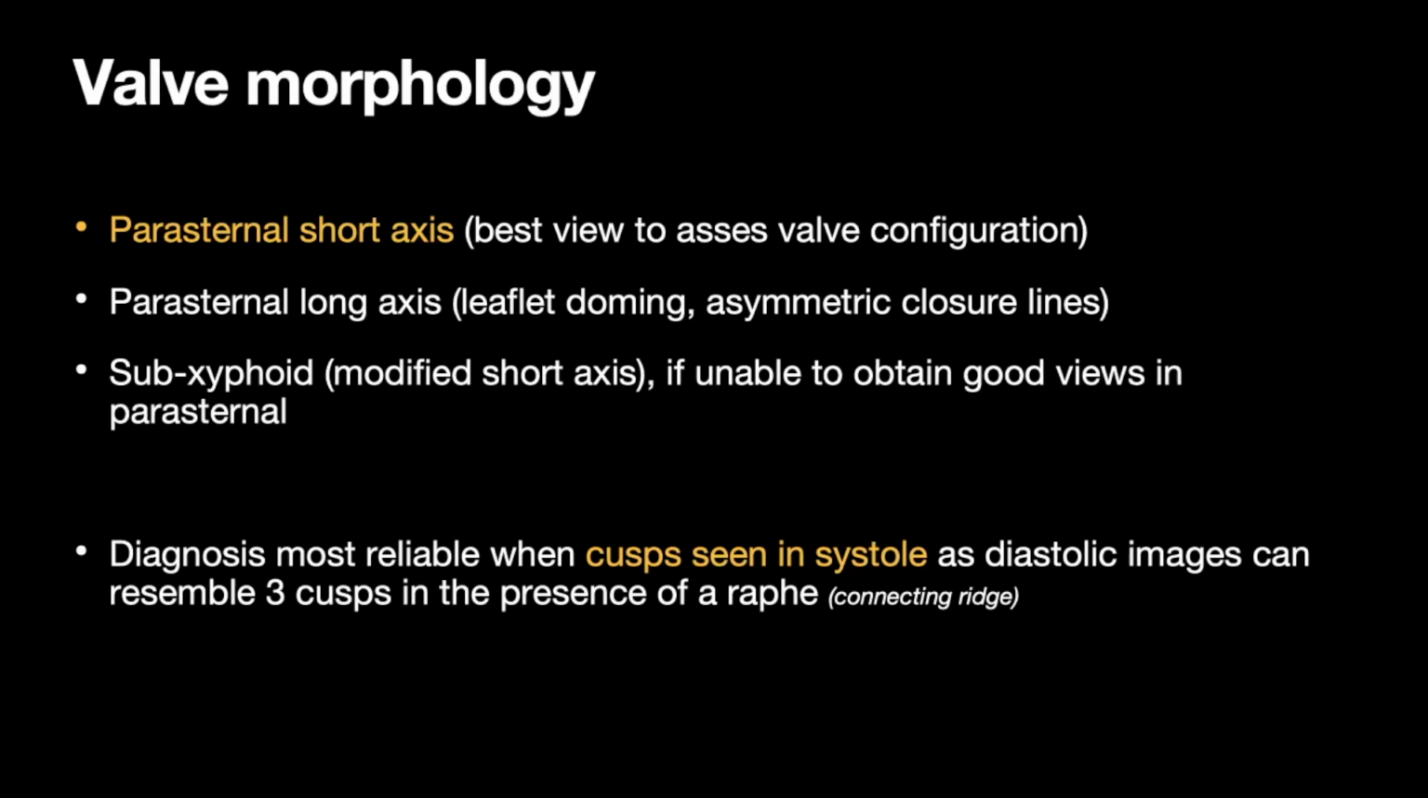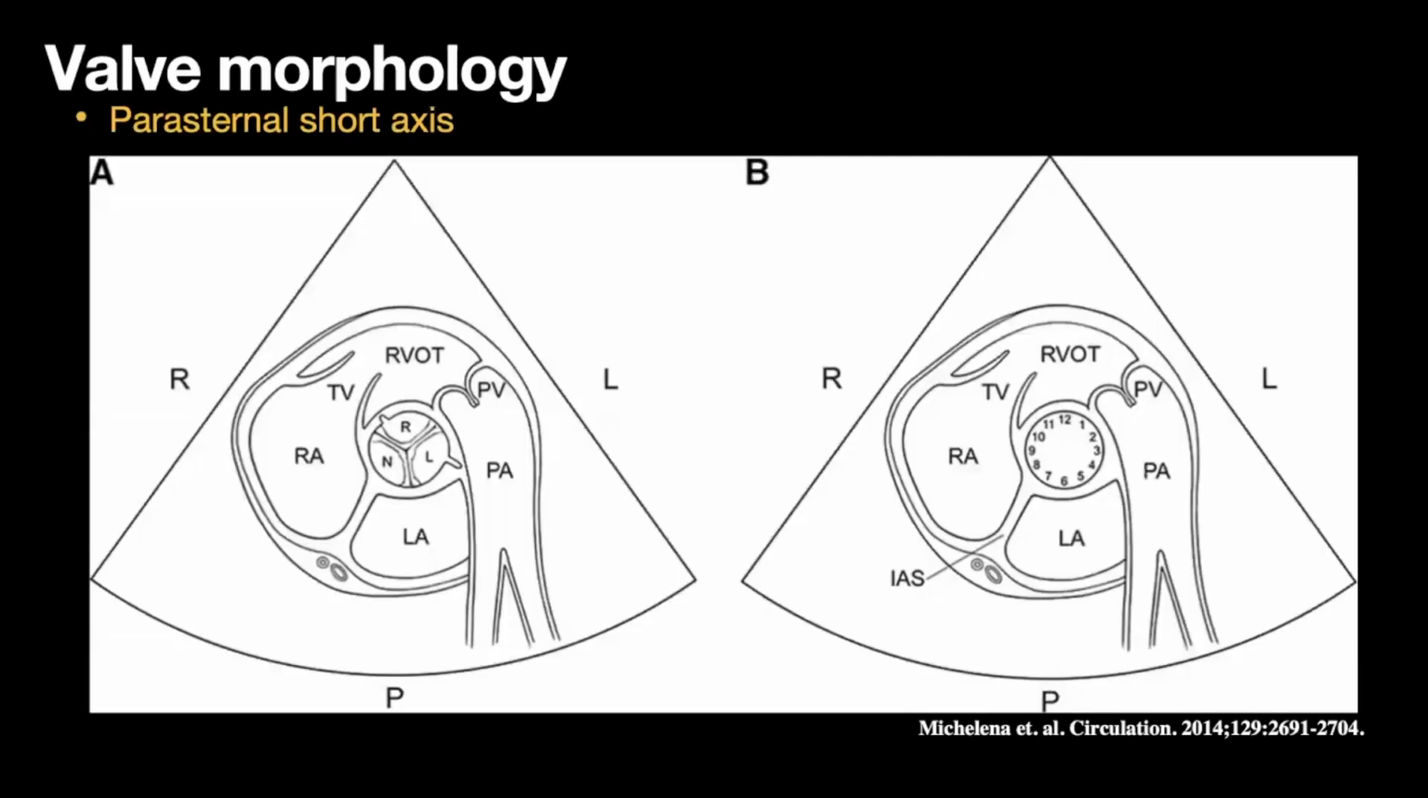The diagnosis is most reliable when the cusps are seen and assessed in systole, because in diastole you can have things like a bicuspid valve with a raphe that appears to be trileaflet. But once the valve opens, you see that some are fused and that you actually have a bicuspid valve. This is an illustration from Nicolas et al. showing the orientation of the cusps that we see on a short axis view: the right, left, and non-coronary cusps.